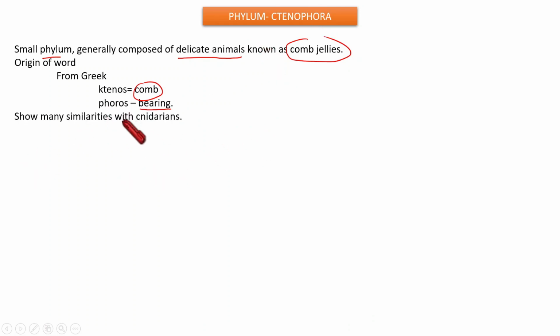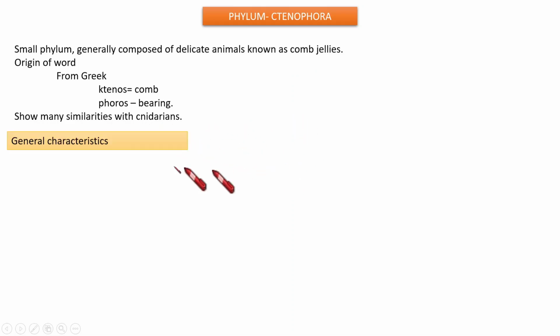And in many aspects, this phylum Ctenophora is similar to the Cnidarians. At the end of this chapter, we will see. And also, as we start to learn this phylum's characters, we could understand that in many ways it is similar to the Cnidarians. Okay, let's start with its general characteristics.